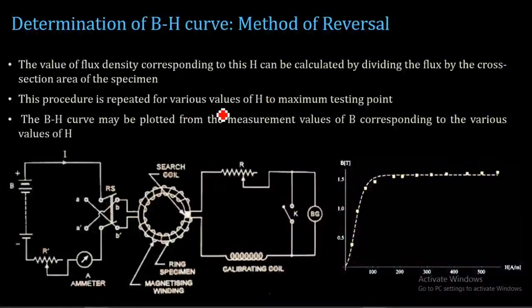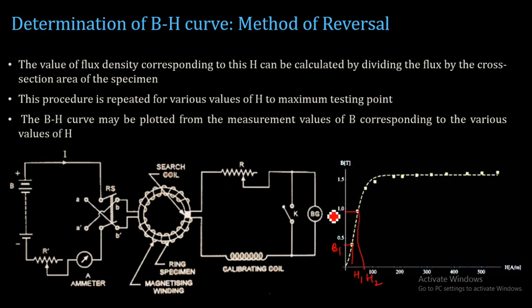Once you calculate the flux density, you get one point, B1 and corresponding H1. The process is repeated for different values of H up to the maximum testing point, and you get different points H2, B2, and similarly others, and you can plot this particular curve. In this way you are able to draw the BH curve.